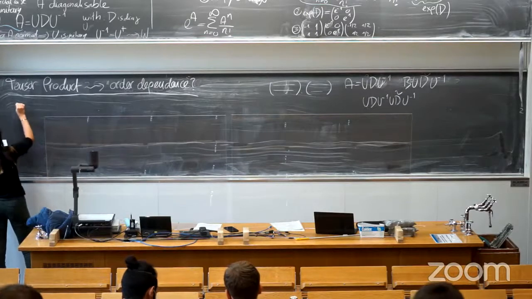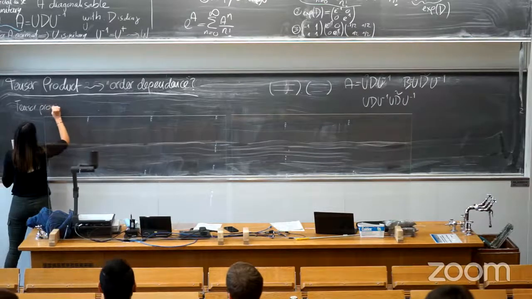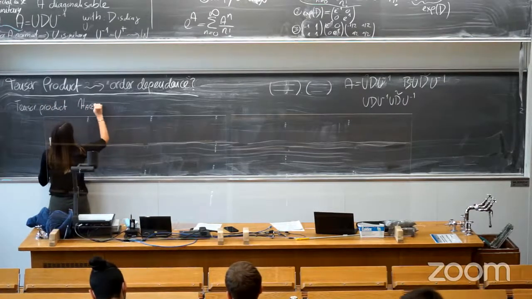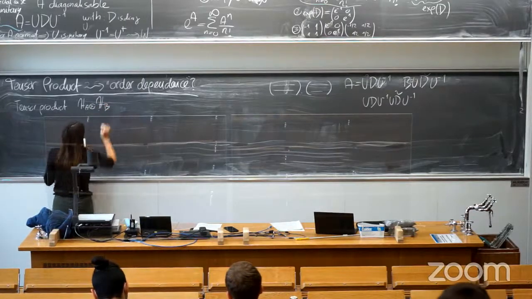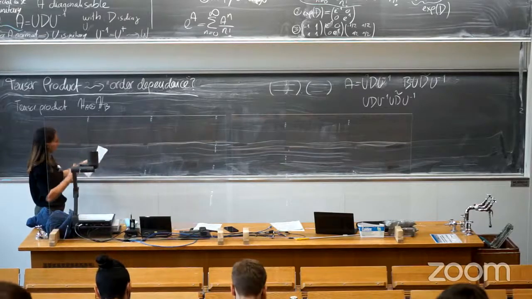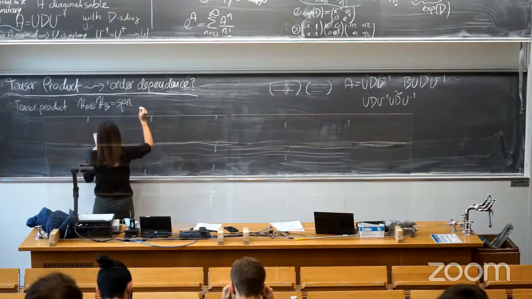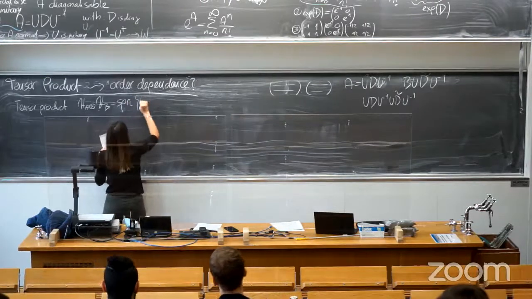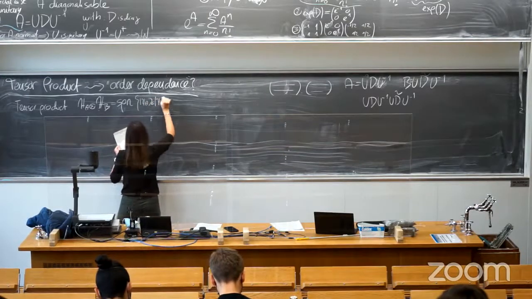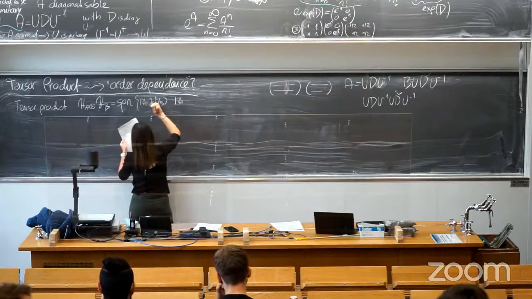So the idea is, we have, for example, 2 qubits or 2 particles, 2 Hilbert spaces, and we want to study the system as a whole. So this is defined as the span of, actually here you write it like this.